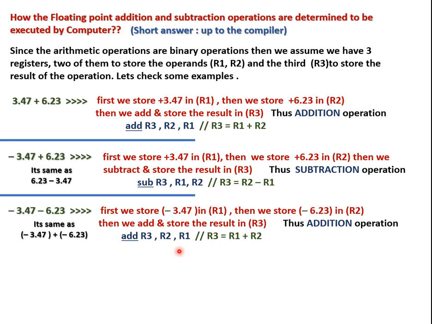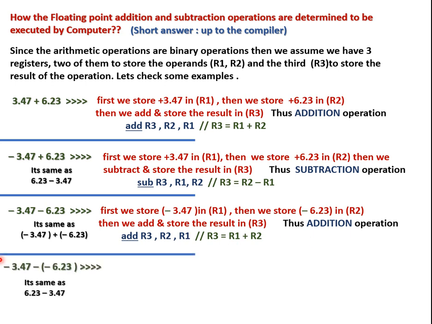In assembly language, it's going to look like this: add R3, R2, R1. It's the same as adding R1 with R2 and then storing the value in R3. But in this case, the values stored in R1 and R2 are negative values, as you see in here. Okay, so in this case this is addition operation.